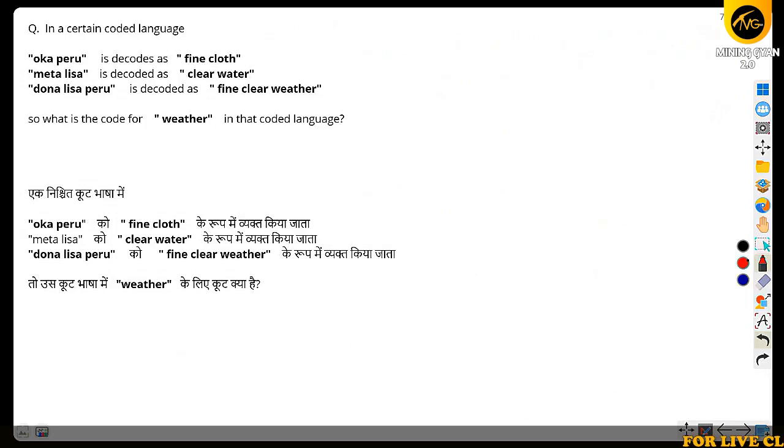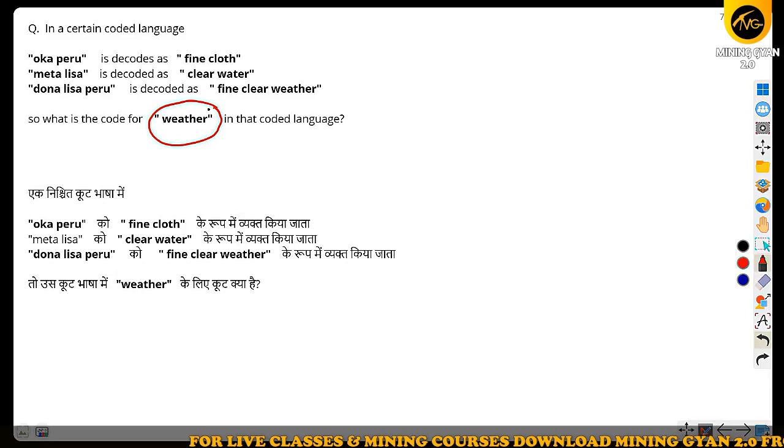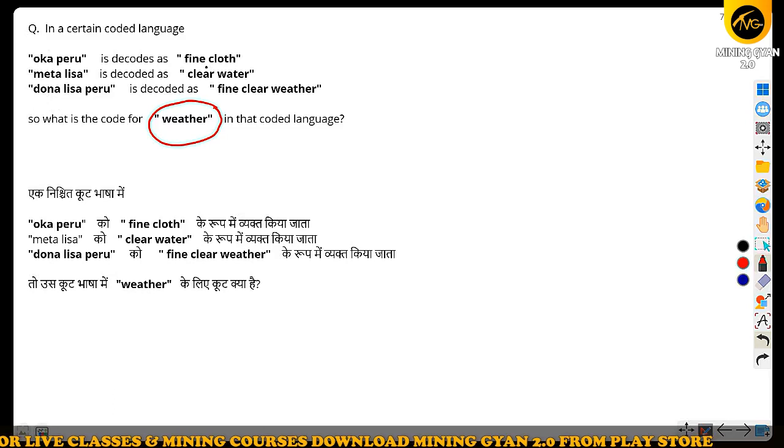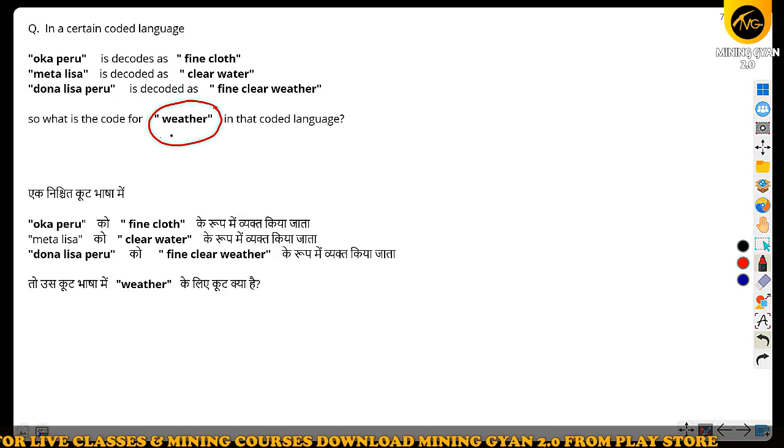Now, in a certain coded language, Oka Peru is decoded as fine cloth, Meta Lisa is decoded as clear water, and Dona Lisa Peru is decoded as fine clear weather. So what is the code for weather? In this type we do not have any numbers. We have coded language like Oka Peru, Meta Lisa, Dona Lisa Peru, which are decoded to English sentences: fine cloth, clear water and fine clear weather. So we have to find out the code for weather in the same coded language.